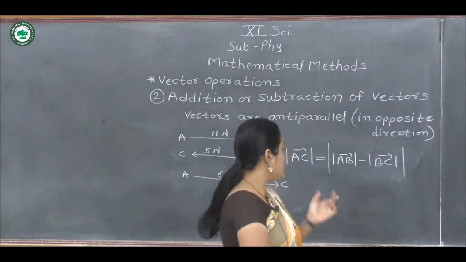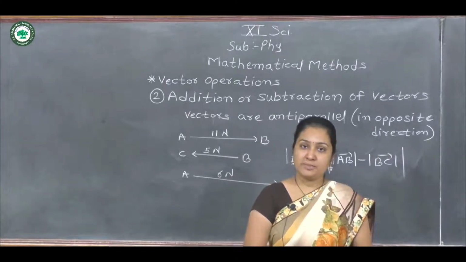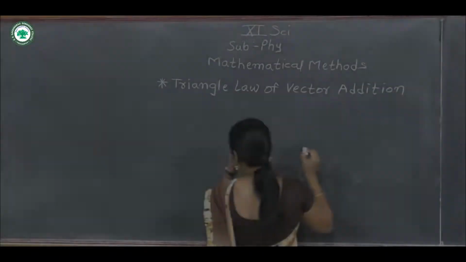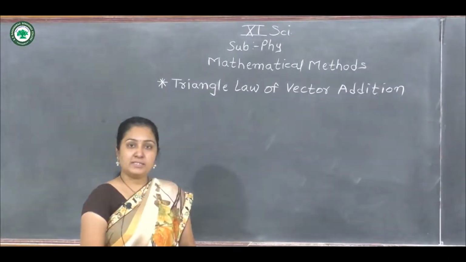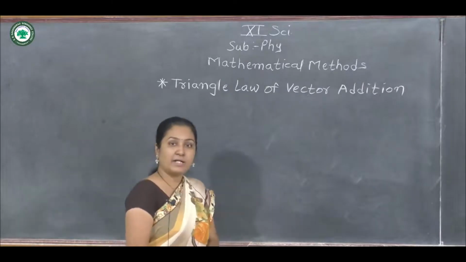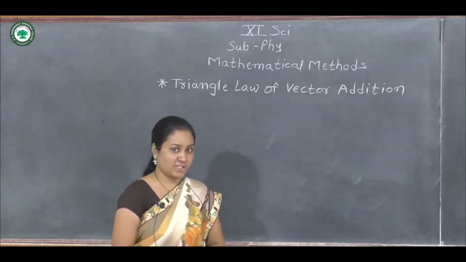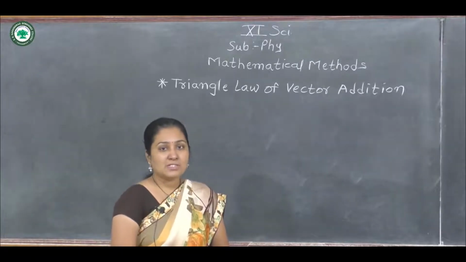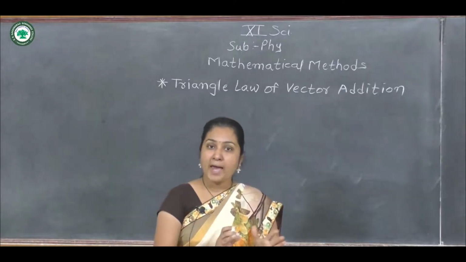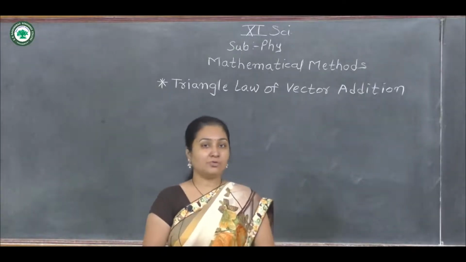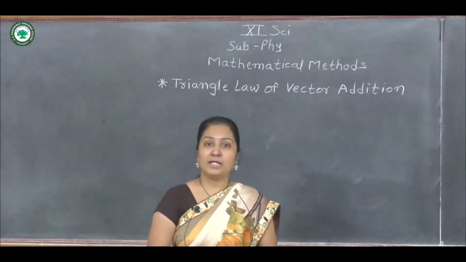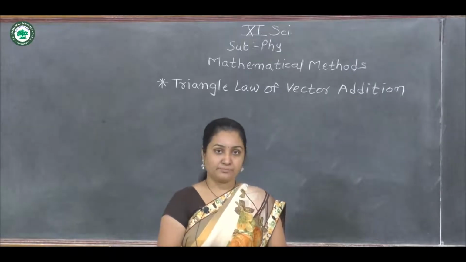Then the next point that we are going to study is triangle law of vector addition. So the next point is triangle law of vector addition. So we have studied about the vector addition and subtraction. Now in case of addition and subtraction, the vectors are either parallel to each other or anti-parallel to each other. But every time the vectors are not moving in parallel or anti-parallel way.